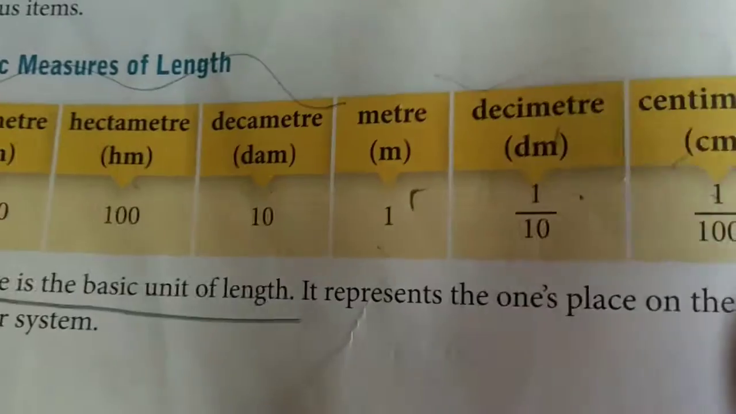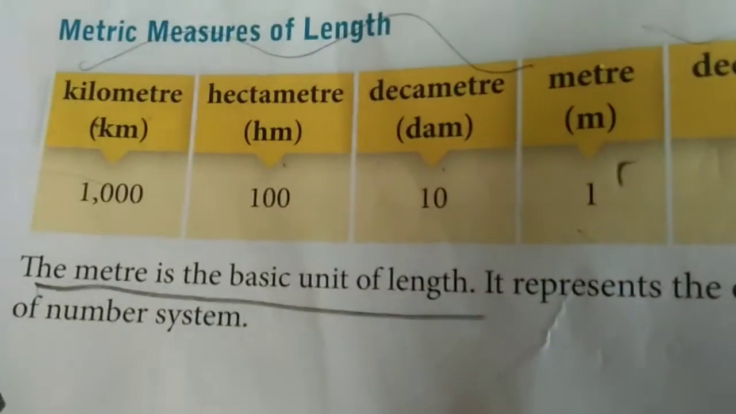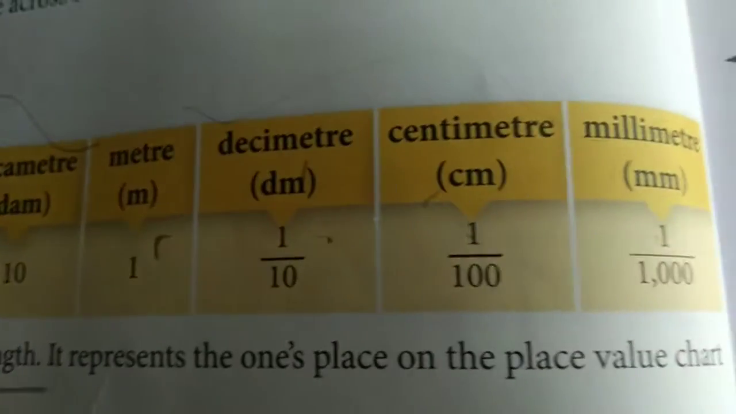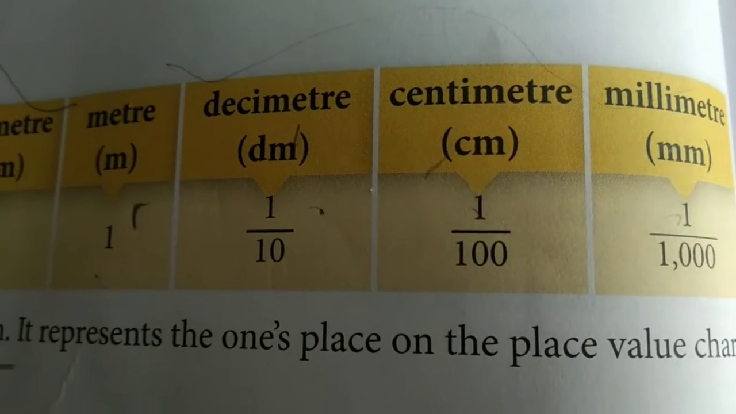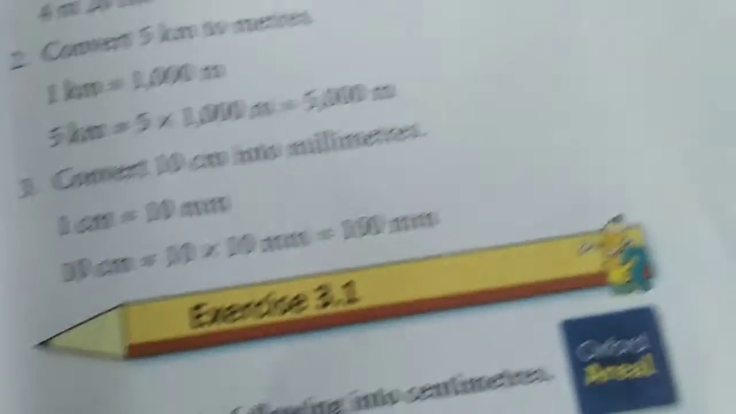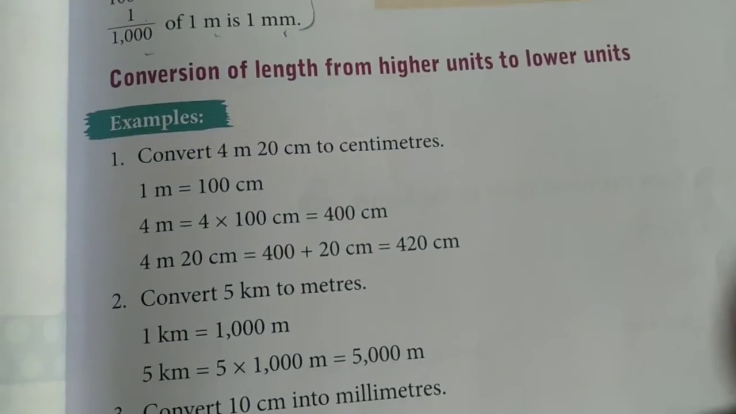Kilometer, hectometer, decameter are the larger units. The smaller units are deci, centi and milli: decimeter, centimeter and millimeter. Now see the conversion of higher units to lower units.